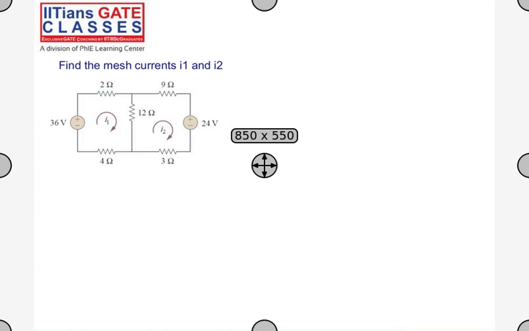Find the mesh currents I1 and I2. We will do it using mesh analysis. Find the mesh currents I1 and I2 using mesh analysis. The mesh analysis, again, you have two meshes. So let me name the nodes first.